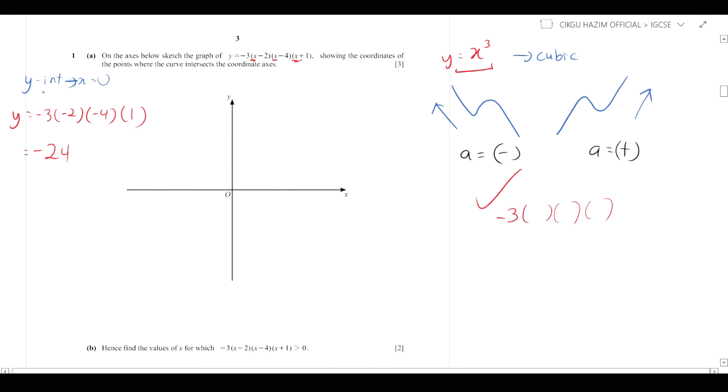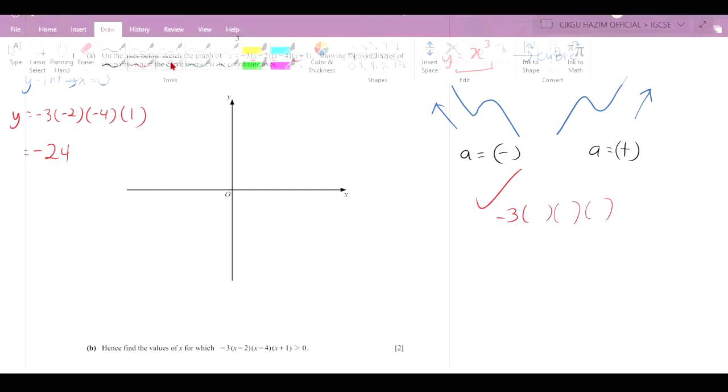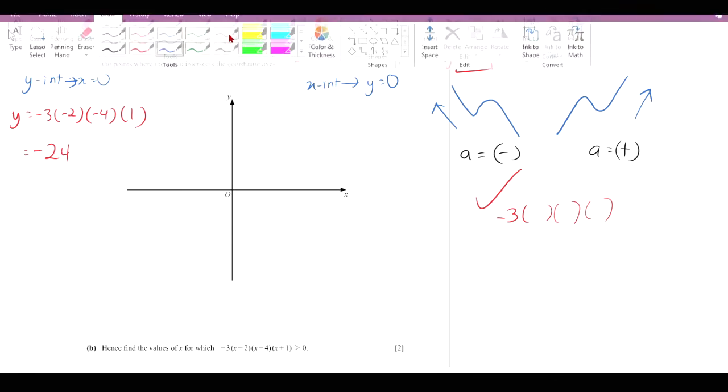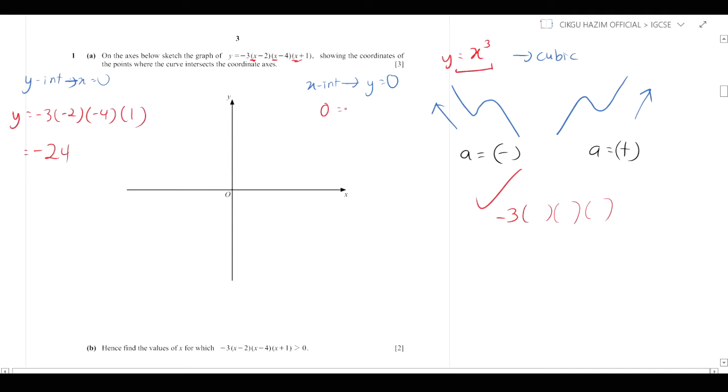Okay, that's your y-intercept. Your x-intercept is the same thing. To find the x-intercept, you make y equal to 0. So when y equal to 0, it's going to be 0 equal to -3(x - 2)(x - 4)(x + 1). Okay, I'll continue over here.